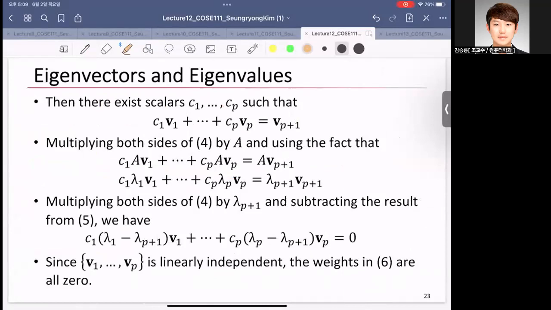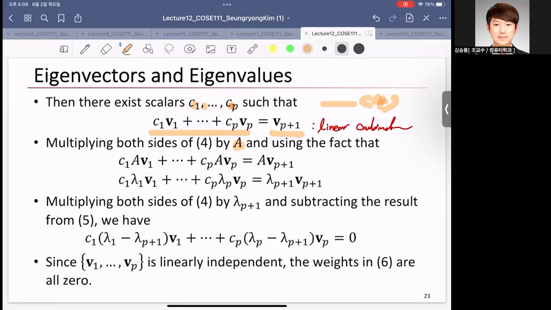Then there exist scalars C1, C2, ..., Cp such that C1 times V1 plus C2 times V2 plus ... plus Cp times Vp equals V(p+1), because we just assumed V(p+1) is a linear combination of the preceding vectors. Let's suppose that this is equation 4, right? And in this case, multiply both sides of equation 4 by A.